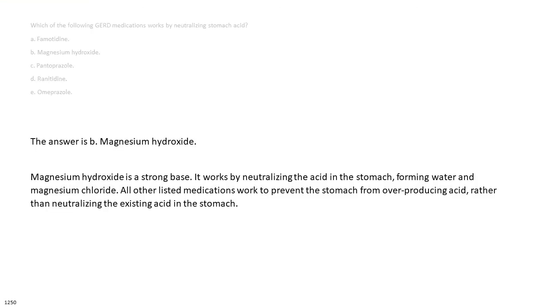The answer is B. Magnesium hydroxide. Magnesium hydroxide is a strong base. It works by neutralizing the acid in the stomach, forming water and magnesium chloride. All other listed medications work to prevent the stomach from overproducing acid, rather than neutralizing the existing acid in the stomach.